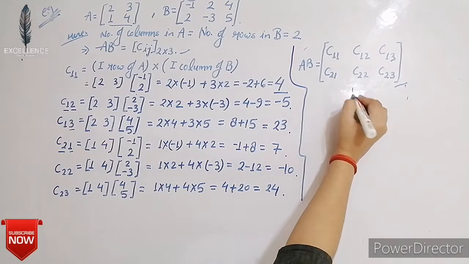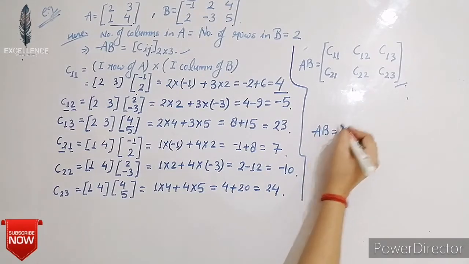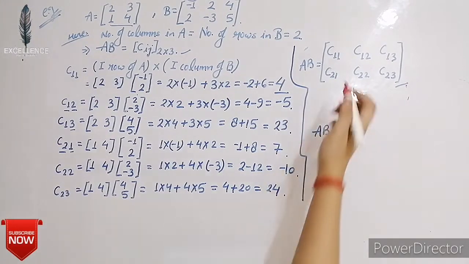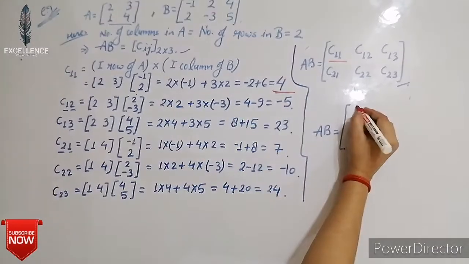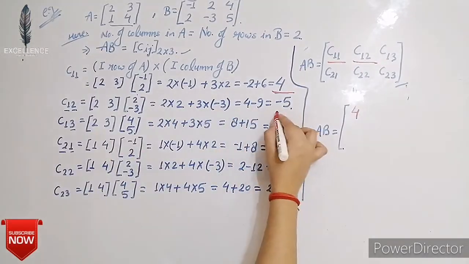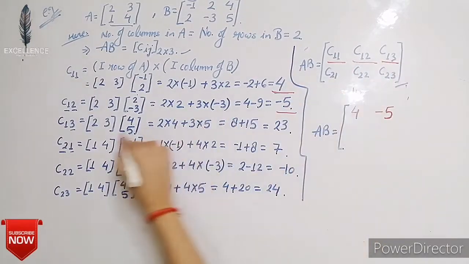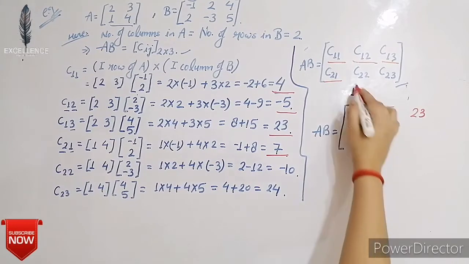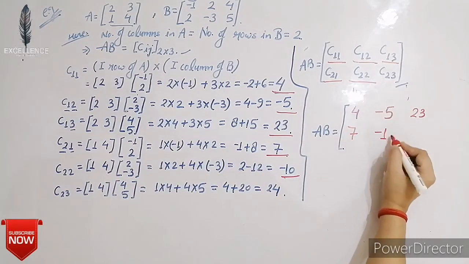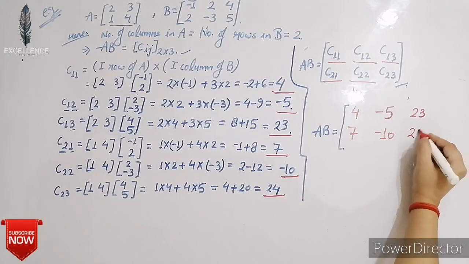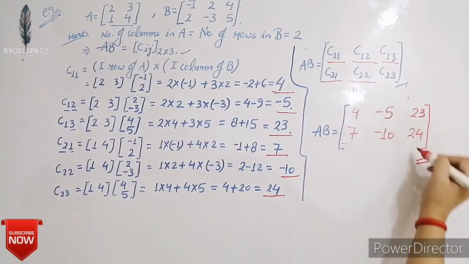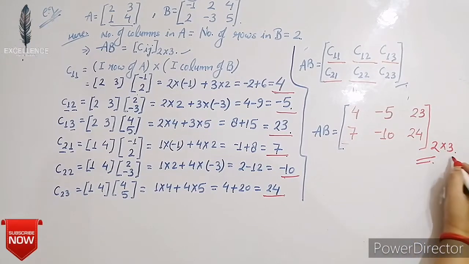So let's see the matrix AB, the product of A and B. The first element is C11, which is 4. C12 is minus 5. C13 is 23. C21 is 7. C22 is minus 10. And C23 is 24. It is AB, the product of the given two matrices A and B. Its order is 2 into 3, that is 2 rows and 3 columns.